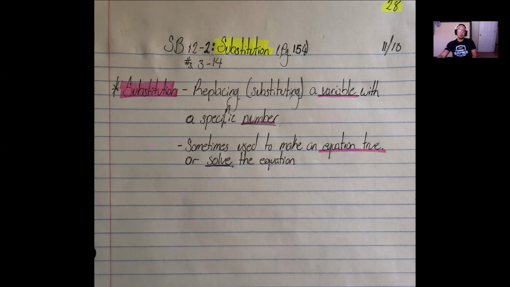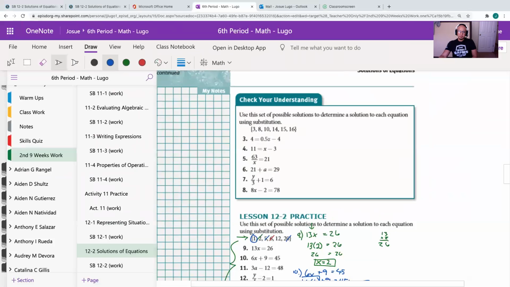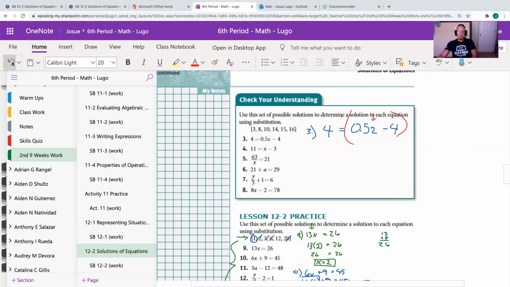In fact, let's go to our OneNote notebook. Go to 12-2 and let's look at number 3. Because in number 3, we have something very similar. In fact, it says 4. We have this equation: 4 is equal to 0.5 times z minus 4. Again, we want to see what has to be the value of z so that this right side will be the same as this left side, which is only 4. Right?